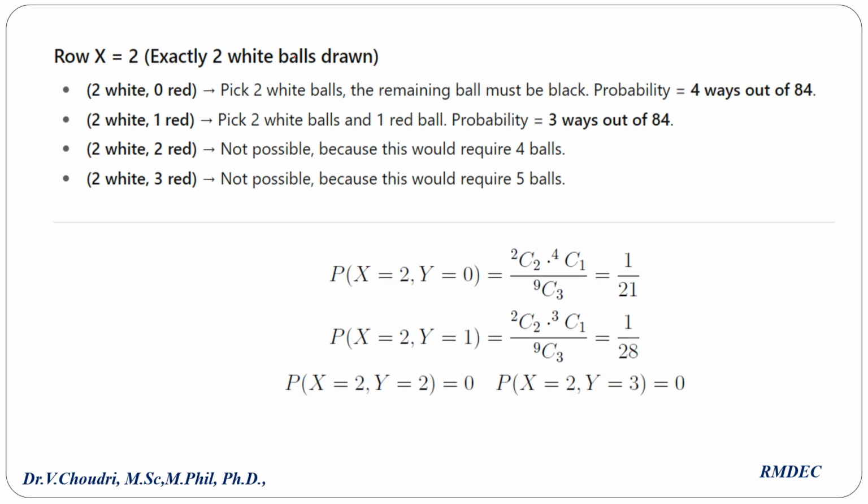Finally, exactly 2 white balls. With 2 white balls and 0 red, to make up the 3 balls we need 1 black ball. With 2 white, 1 red, the 3 balls are complete, so no black ball here. With 2 white, 2 red, the total is 4 balls, not possible. With 2 white, 3 red, the total is 5 balls, so not possible. So only these 2 are possible: 2 white ball, 1 black ball, and 2 white ball, 1 red ball. So 1 by 21, 1 by 28.